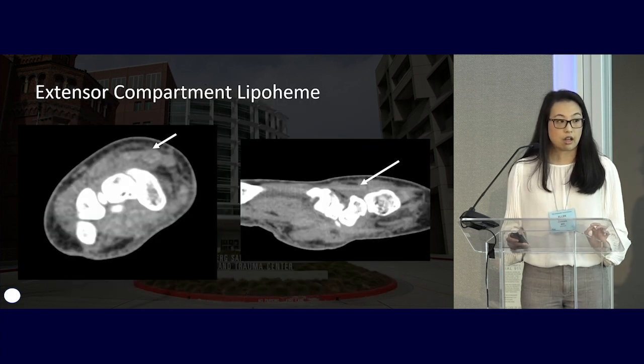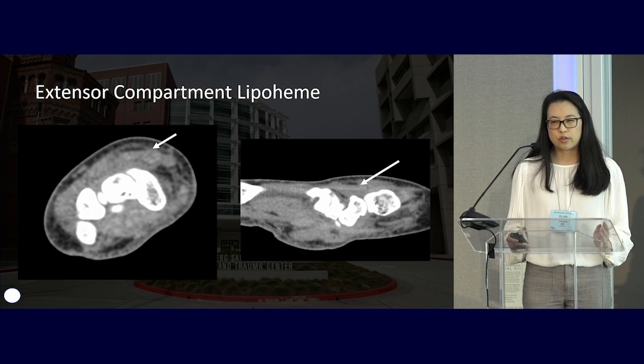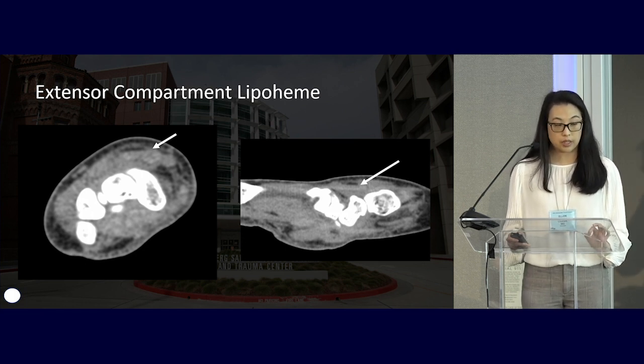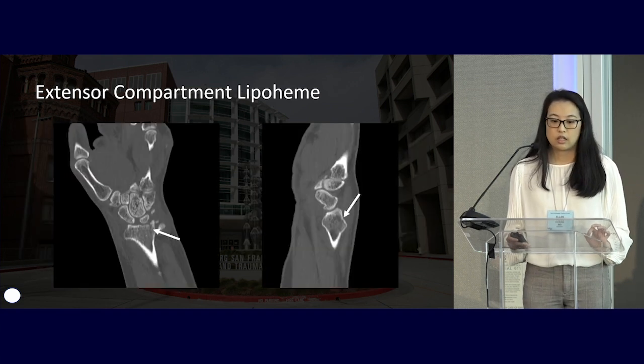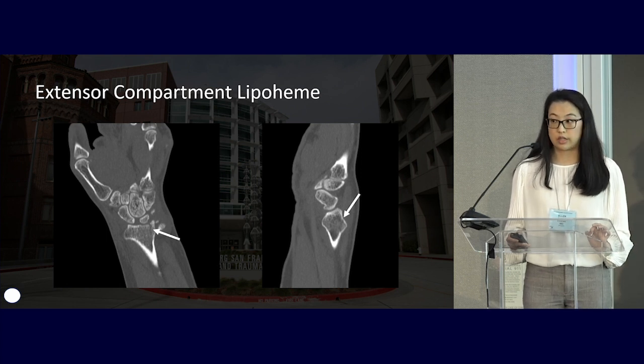Similarly, in the setting of a distal radius fracture, although not a very common finding, sometimes one can see layering fat and blood within the adjacent extensor compartments. And so here on these soft tissue windows, you can see that there is layering fat and blood within the second extensor compartment. And on bone windows, you can see that there is a non-displaced distal radius fracture.